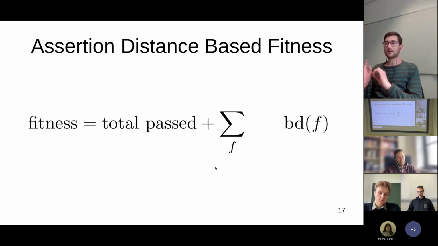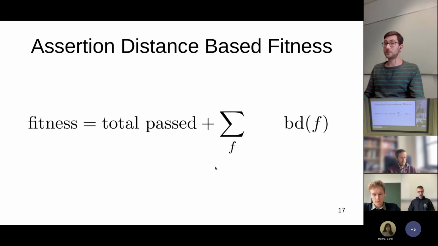Actually, BD stands for branch distance, but it's the normalized branch distance between 0 and 1, right? Because whenever we increase the number of passing tests, the fitness increases by 1. Branch distance values can range from negative integers to positive integers, and so we have to somehow scale that down to the interval 0 to 1. So it's actually the normalized branch distance here.